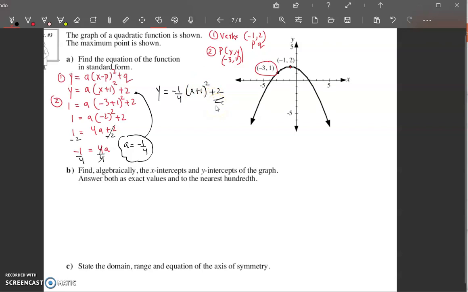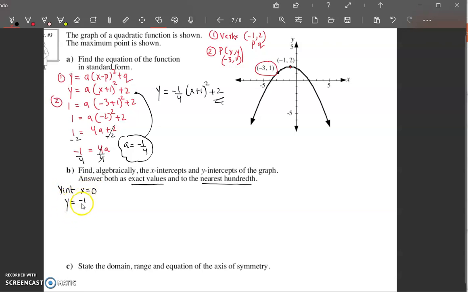Okay, so we have our equation now. We're going to find our x and y intercepts, and they want this answer in both exact values. That means if there's a square root, leave it as a square root if you can't take it nicely, and the other is to find it to the nearest hundredth. That's when you would put it in your calculator and evaluate what value it comes out to be. Remember, y-intercepts are easier to do, so I like to get them done. The y-intercept is when x is equal to 0.